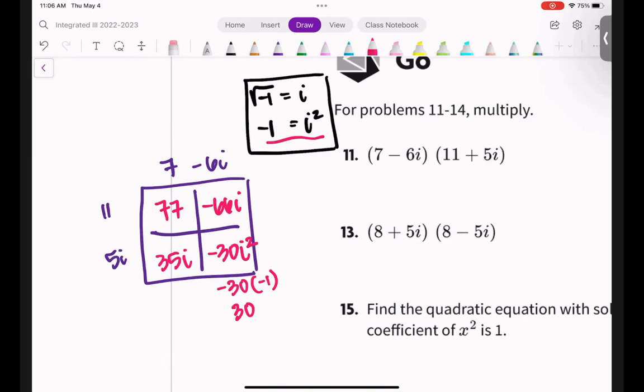So 77 plus 30 is 107. 35 minus 66, I think, is negative 31i.